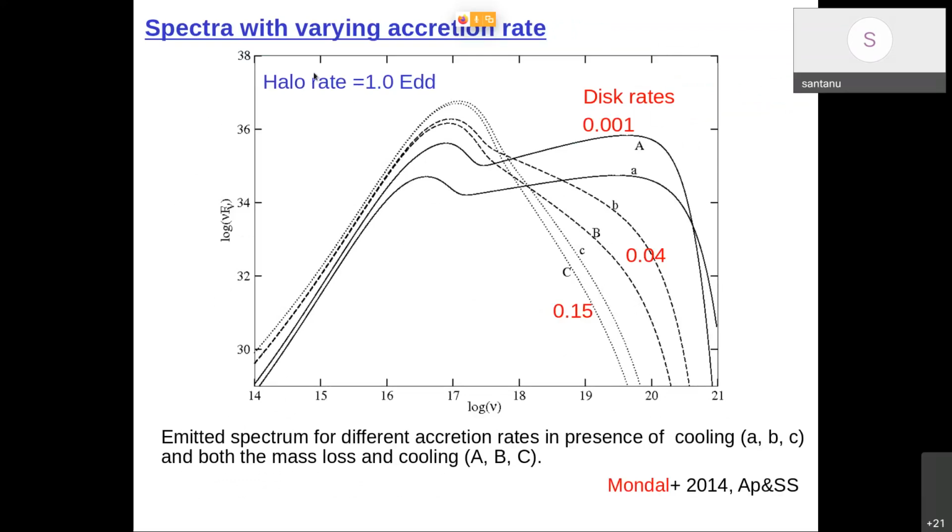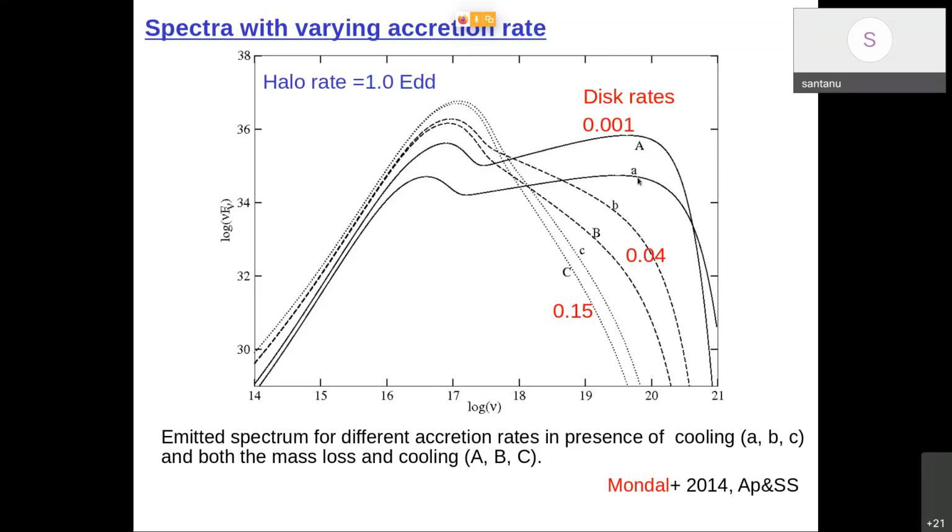So how do the spectra change with accretion rate? In this case, we consider that the halo accretion rate is 1 and the disk accretion rate is changing, like I showed in my previous slide. This accretion rate we increased from 0.001 Eddington rate to 0.04 and then 0.15, and we can see that with increasing disk rate the spectrum softens. It gradually becomes like a black body and the power law component just disappears. So there are two types of plots.